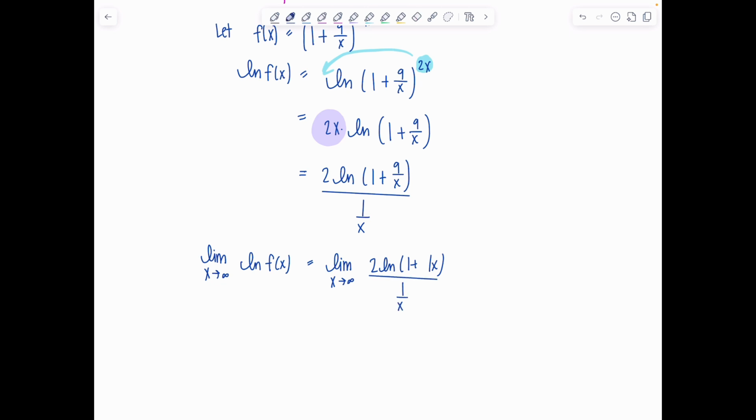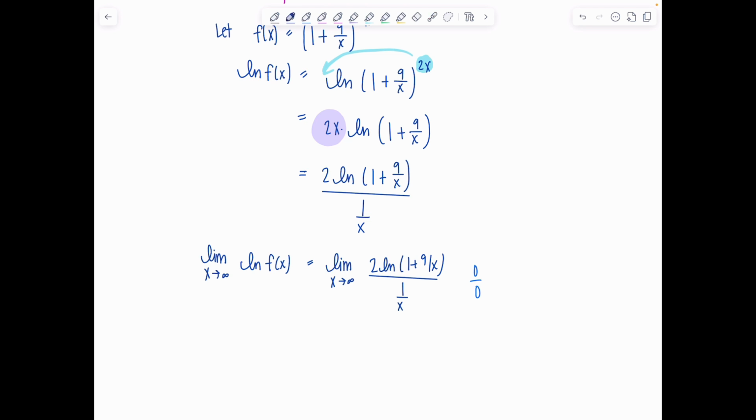And why is this better for us? Because now we can apply L'Hopital's rule. As x goes to infinity, 9 over x is going to 0. I'll just have natural log of 1, which is 0, times 2, which is still 0. And then as x goes to infinity, we have 1 over x in the denominator, so that's going to 0. So we are allowed to apply L'Hopital's rule when we have an indeterminate form of the type 0 over 0. You can only apply L'Hopital's rule when you have indeterminate form of the type 0 over 0 or infinity over infinity. If you do it when you're not supposed to, if it's not one of those two types, you won't always get the right answer.